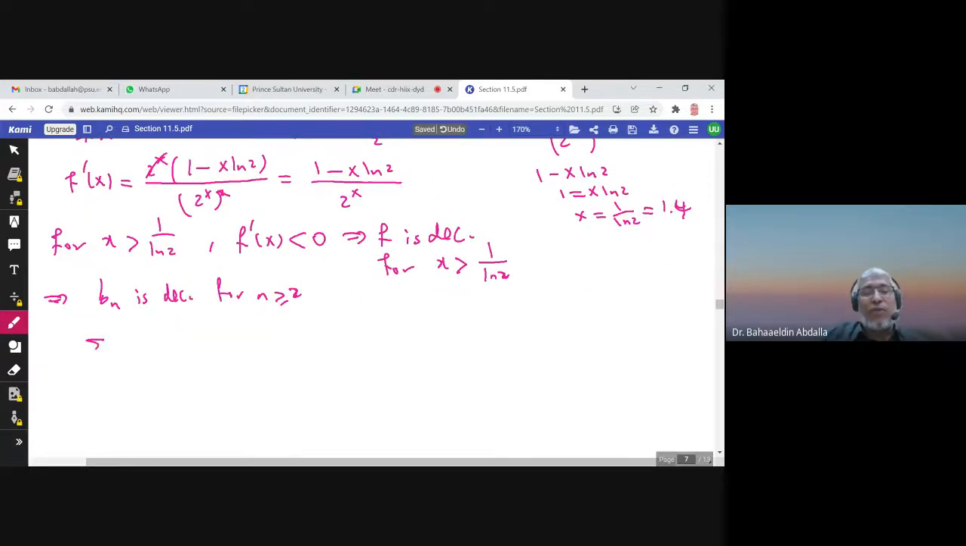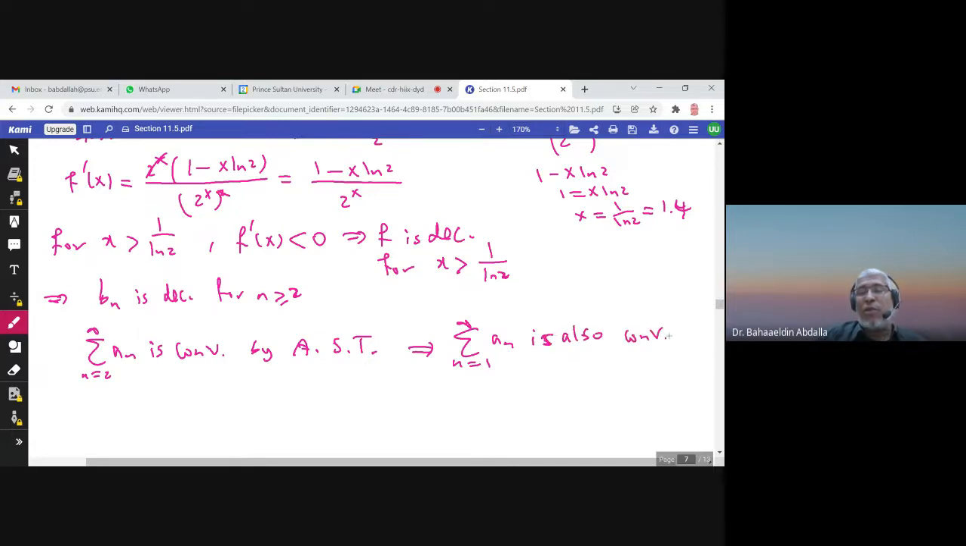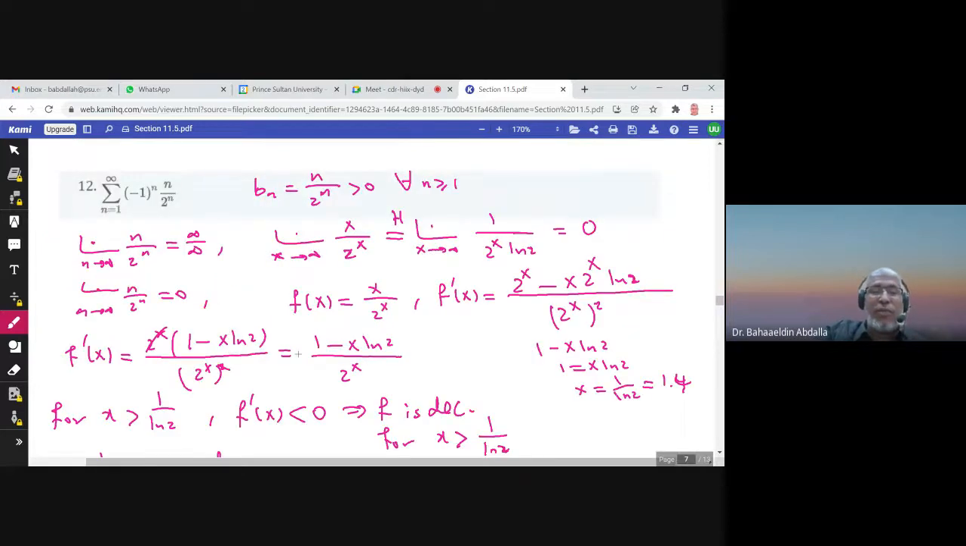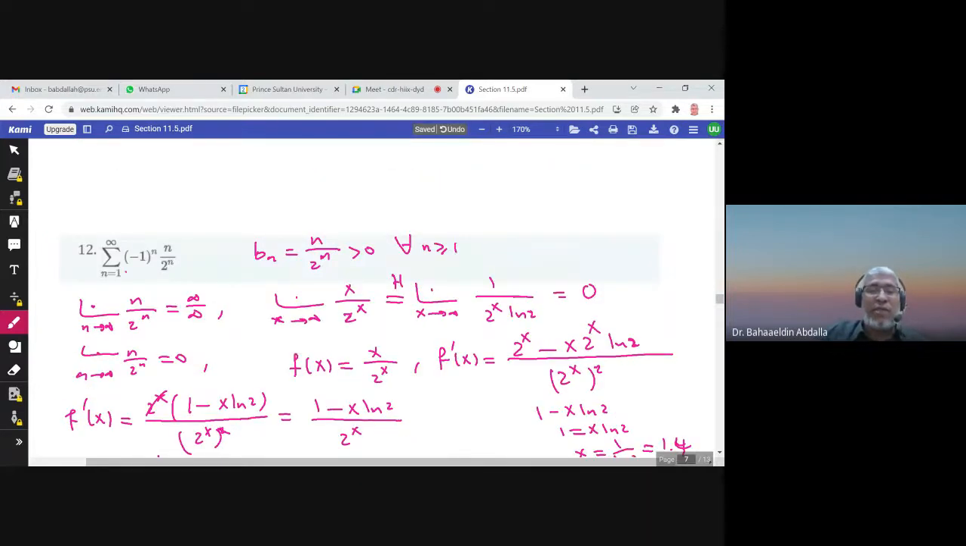So summation an from 2 to infinity is convergent by alternating series test. Hence, summation from 1 to infinity is also convergent because you are adding one term. And an is this.